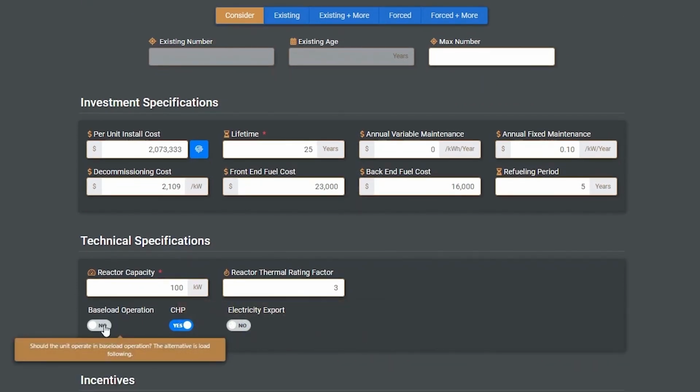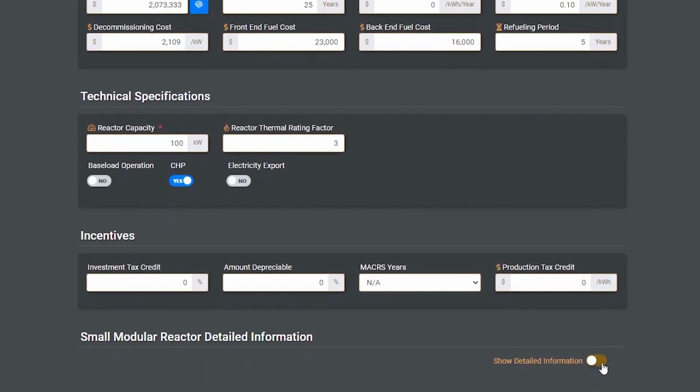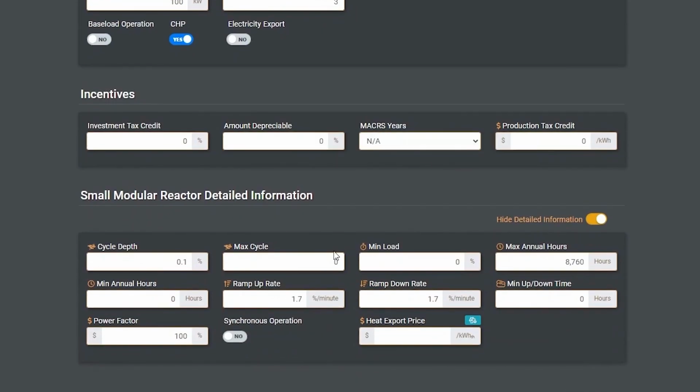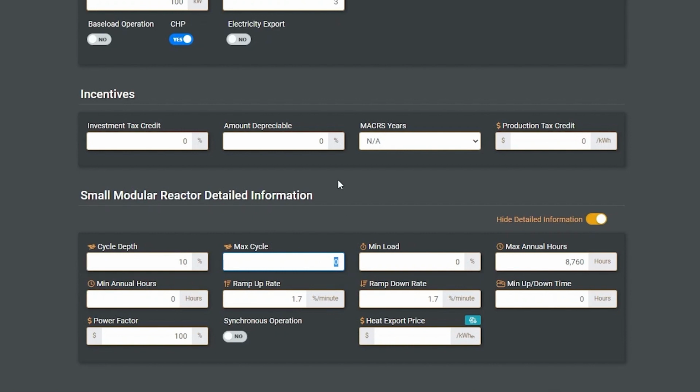Baseload operation can also be explicitly enabled by defining a set point duration, which is a minimum amount of time before the power set point can be changed. For this demonstration, this is not set explicitly. However, we are going to set reactor maneuvering limits to the cycle depth and max cycle. The cycle depth represents the percentage of step load increase or decrease of the full electrical and heating capacity that is considered as one cycle. The max cycle, meanwhile, refers to the maximum amount of cycles that the system can withstand within the lifetime of the SMR.